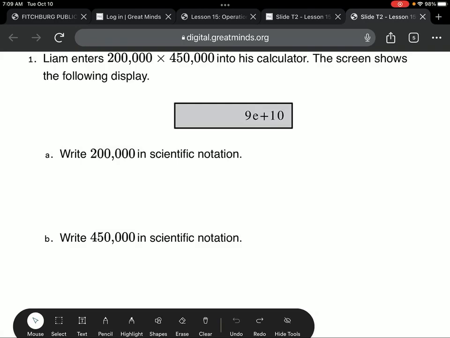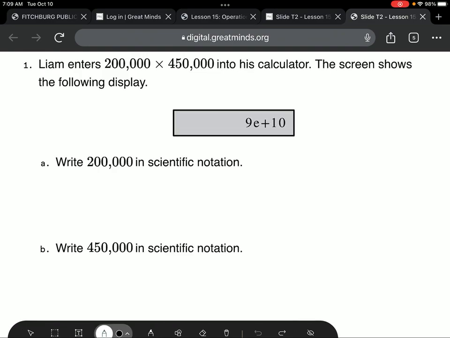This is workbook page 211. I'll write that down for you guys. So this is workbook page 211. The problem says Liam enters 200,000 times 450,000 into his calculator. The screen shows the following display.